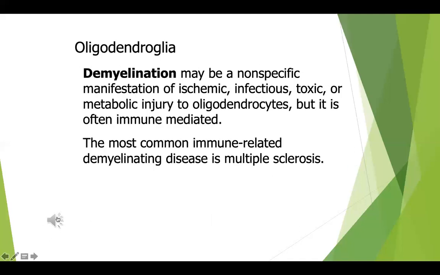Demyelination is very nonspecific. It can be caused by ischemic or an infectious or toxic or metabolic injury to the oligodendrocytes. But this is also most often immune-mediated. And the most common immune-related demyelinating disease is multiple sclerosis.